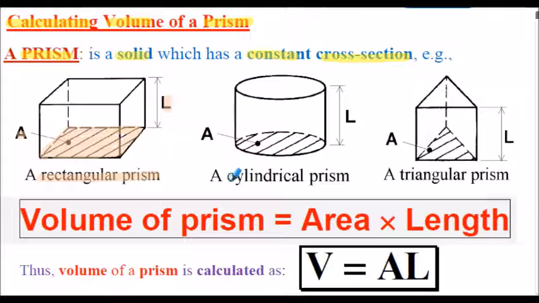For the cylindrical prism, shown here, again it's the area of the base, circular area here, multiplied by the height. And for the triangular prism, again it's the area of the base, multiplied by the vertical height here. So the volume of a prism is simply the area of the prism multiplied by its length or vertical height. In symbols, volume V is equal to the area A multiplied by the length L.